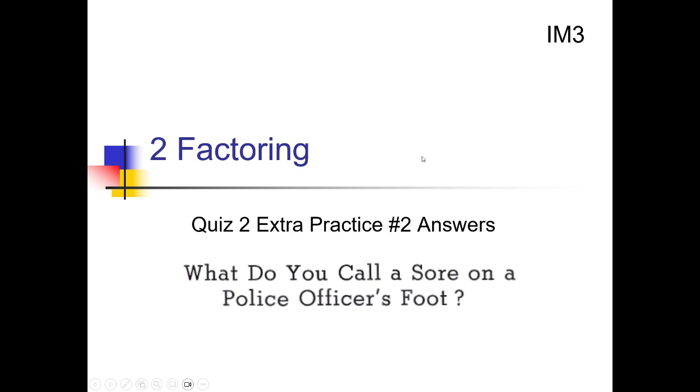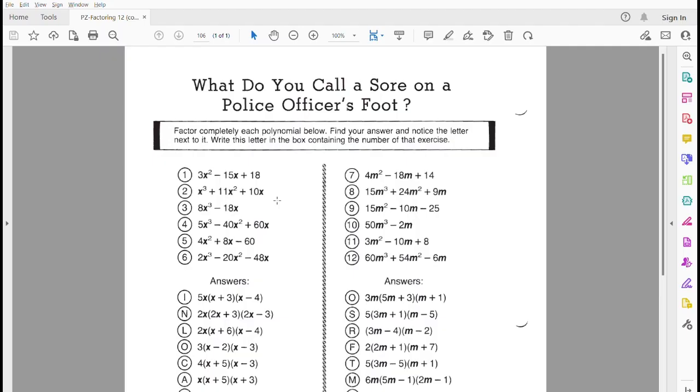Mr. Sutton here, bringing you the IM3 Chapter 2, Quiz 2 Extra Practice Number 2 solutions on review of advanced factoring techniques. There's a puzzle that goes along with this one. Let's go take a look at that. So here's the puzzle that goes along with that extra practice.